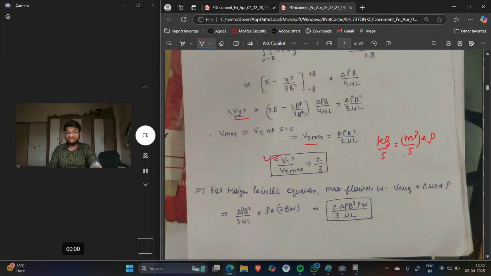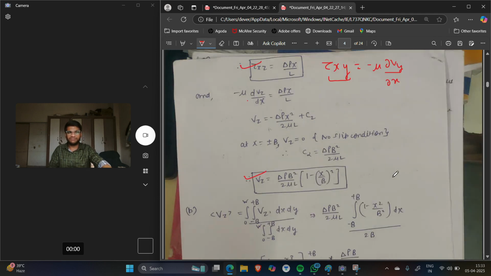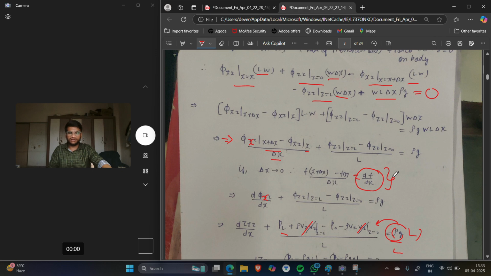Now how can you find this volumetric flow rate? Simply area multiplied by average velocity. I have just calculated my average velocity over here. I know the area through which my fluid is flowing, which is 2bw. My velocity is this, and my density I know, rho. So I have simply found the mass flow rate, which can be represented as m. So this is how we have solved the first problem. I hope you have understood this.